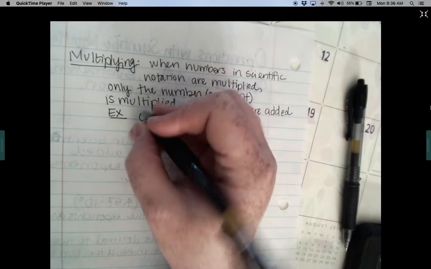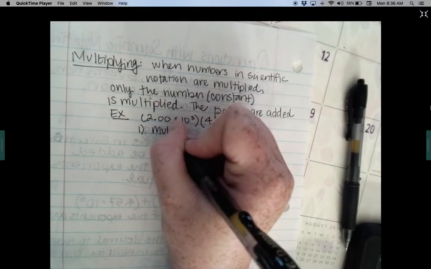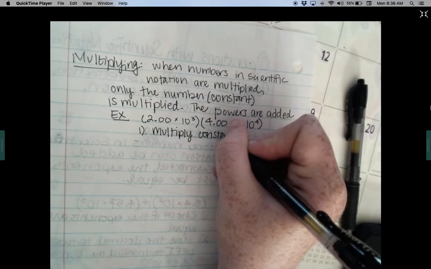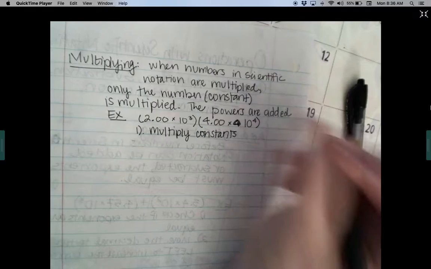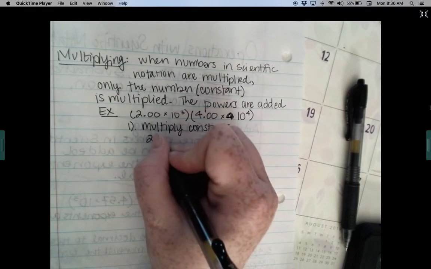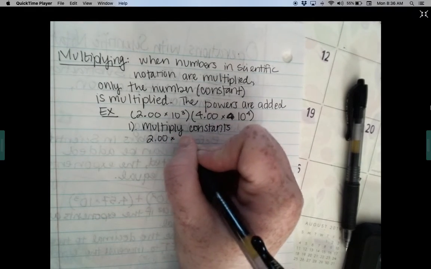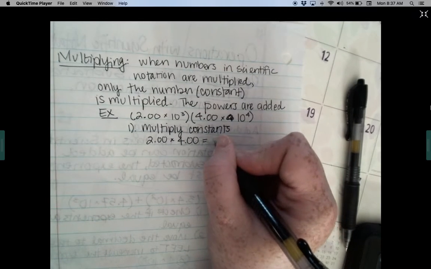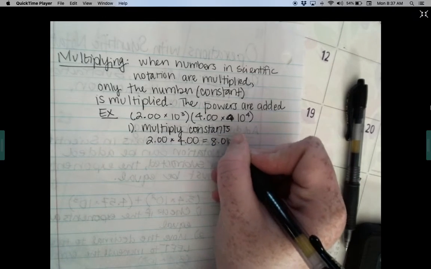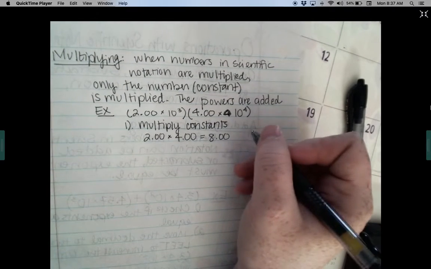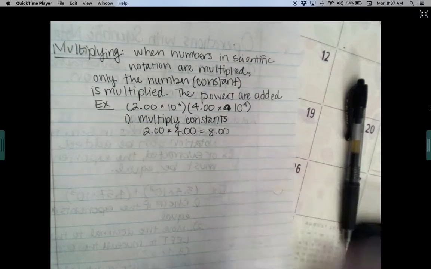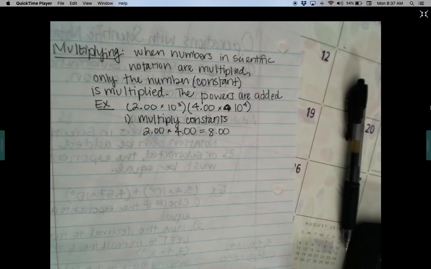Step 1, you're going to multiply the constants. Remember, the constants are the numbers, just the numbers, not the powers and bases. So we're multiplying 2.00 times 4.00. What is 2.00 times 4.00? 8.00 or 8. I'm going to leave the same number of decimals. And then, so the 0.00s were there to kind of throw you off, but it's just 2 times 4.